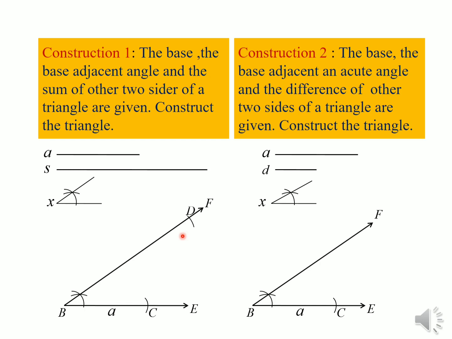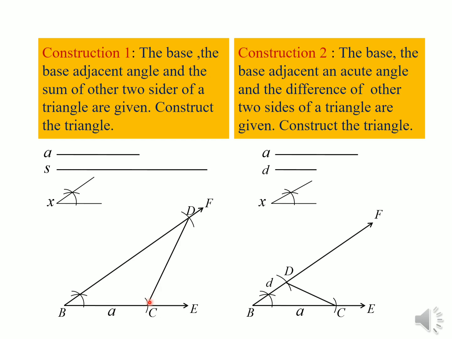Now from BF we cut off BD, which is equal to the sum of the other two sides S, and in construction number 2 also we cut off BD equal to D, which is the difference of the other two sides. Now in both cases we join C, D. After that, these two are different.